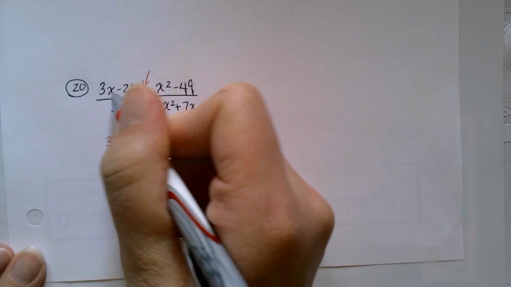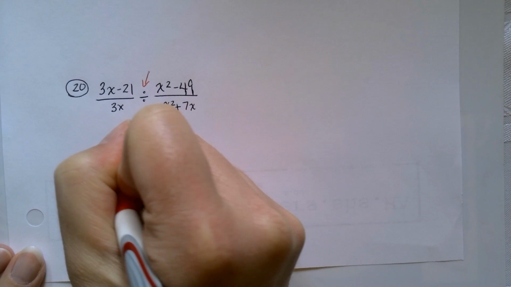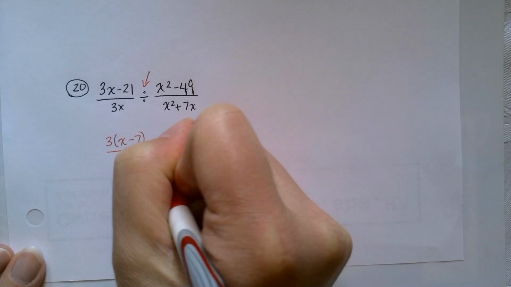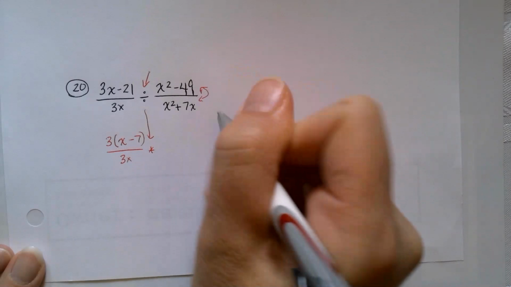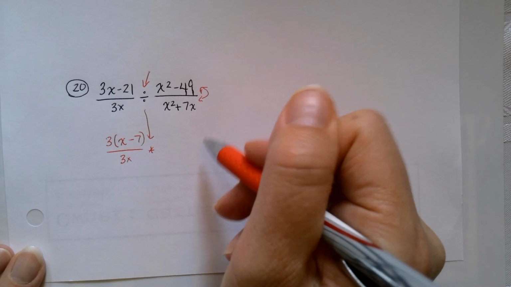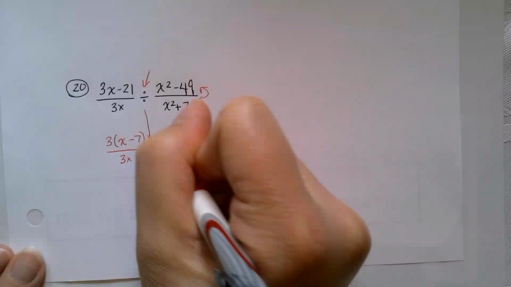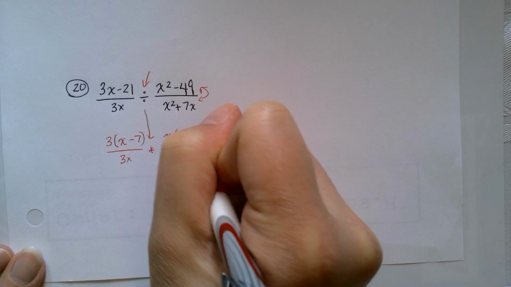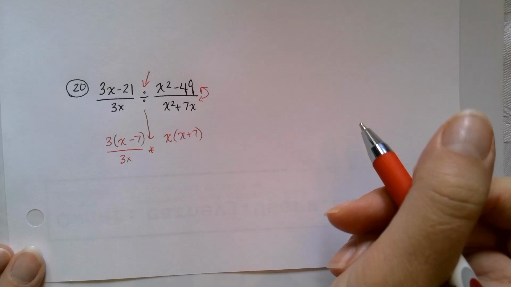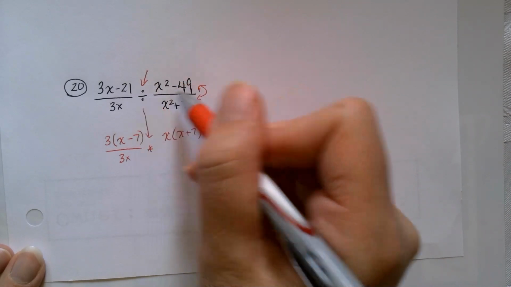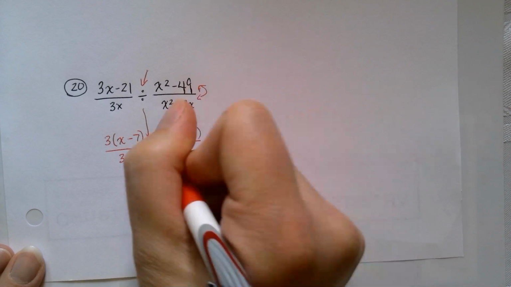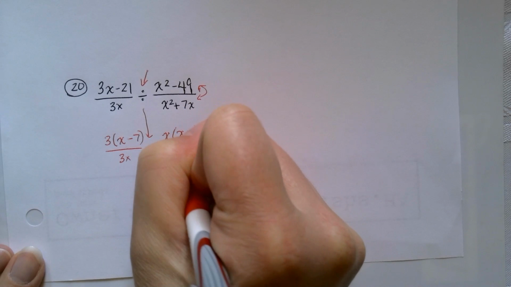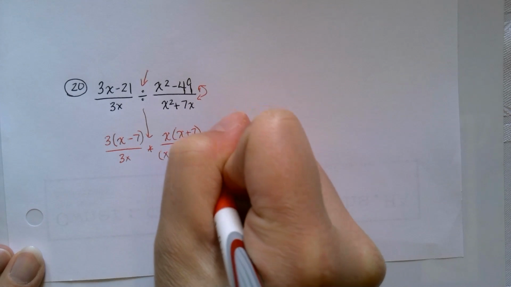I have a 3 as a GCF, x minus 7 over 3x. Then I'm going to change this to multiply by the reciprocal. If you're doing this in one swoop, just make sure you take this piece and put it on top. Take out the x, x plus 7. For some people, it's better to rewrite, multiply by the reciprocal, and then come back and factor. So whatever works for you. This is now going to go to the bottom. It's a difference of squares, x plus 7, x minus 7.